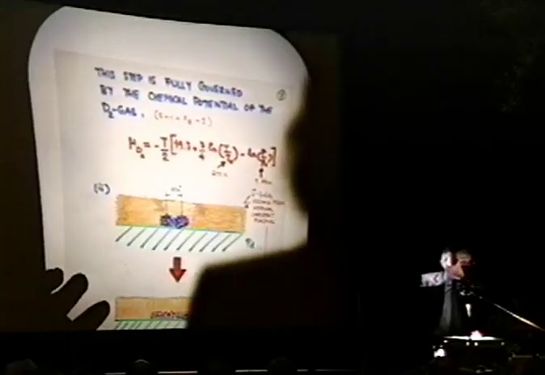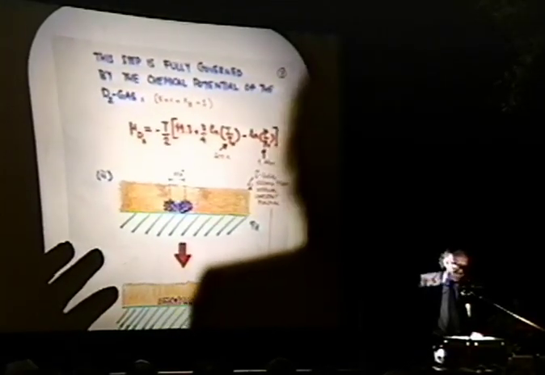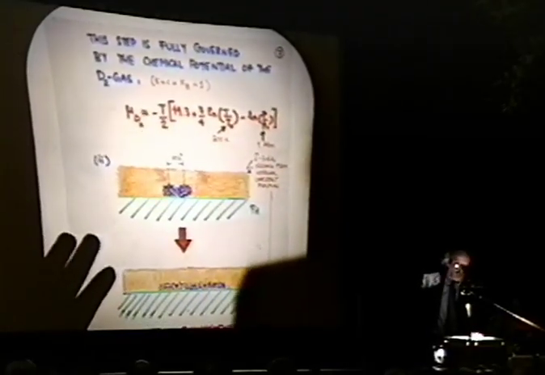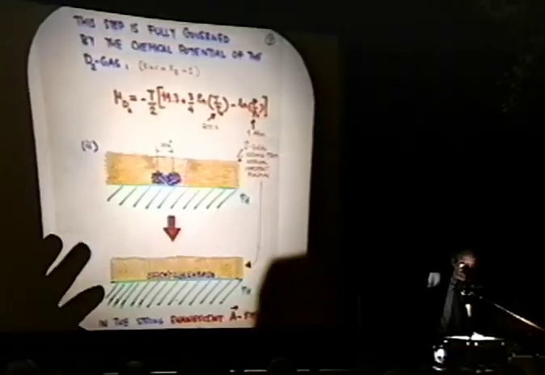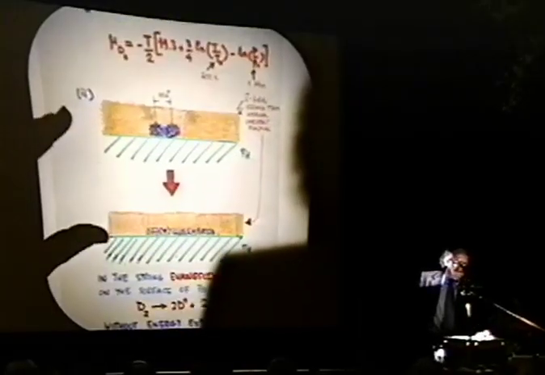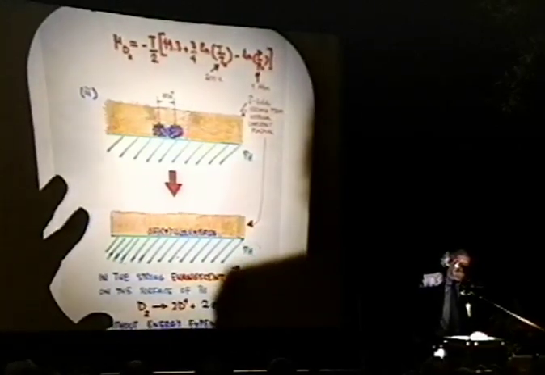And this step is fully governed by the chemical potential of the D2 gas. This is a unit, so unfortunately, I'm a high-energy physicist, so I don't have to write down h-bar, c and the Boltzmann constant, so I put them equal to 1. Okay, and this is just an expression for the chemical potential of the D2 molecule. So then the D2 is on the surface of the layer.